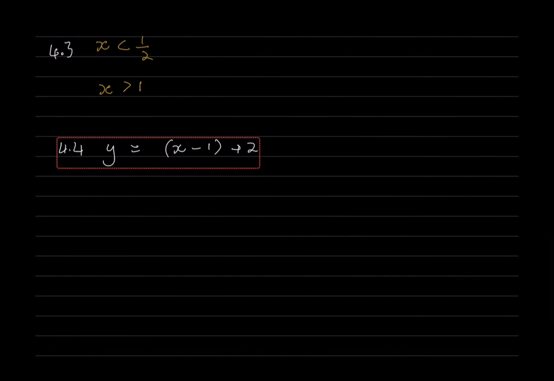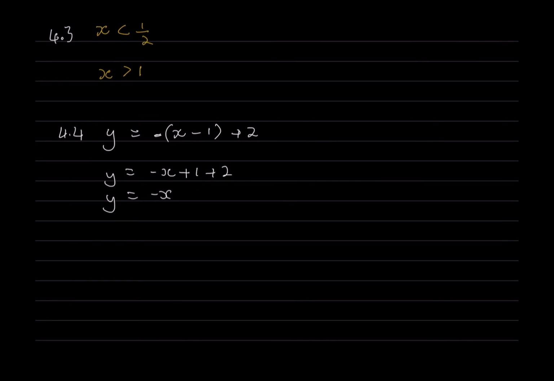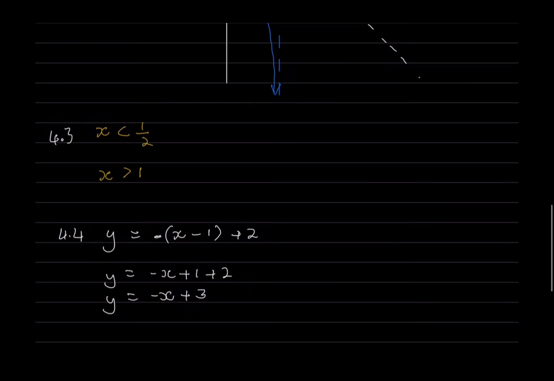Oh, but someone will say, but sir, that's not a negative gradient though. Okay, very true. And then we're just going to add a negative here. Yes. So now, let's simplify. It's going to be y is equal to negative x plus 1 plus 2. Our y is equal to negative x plus 3.